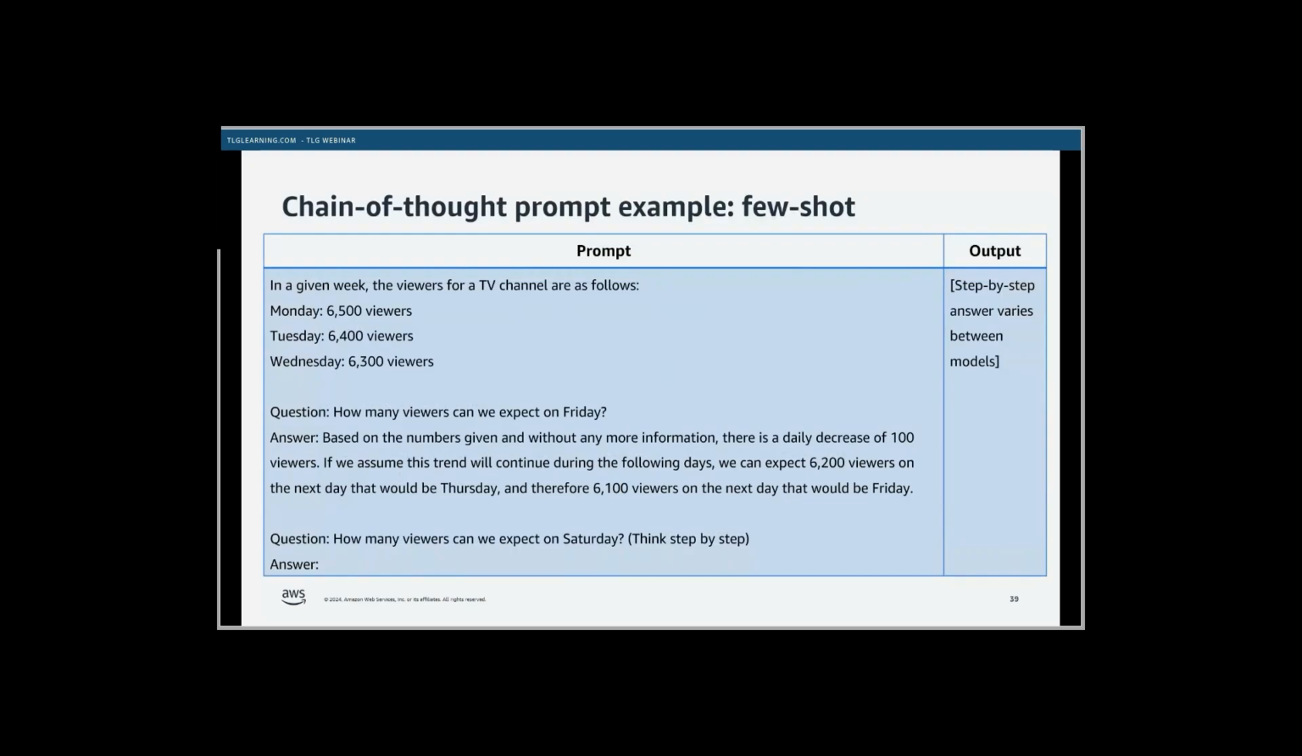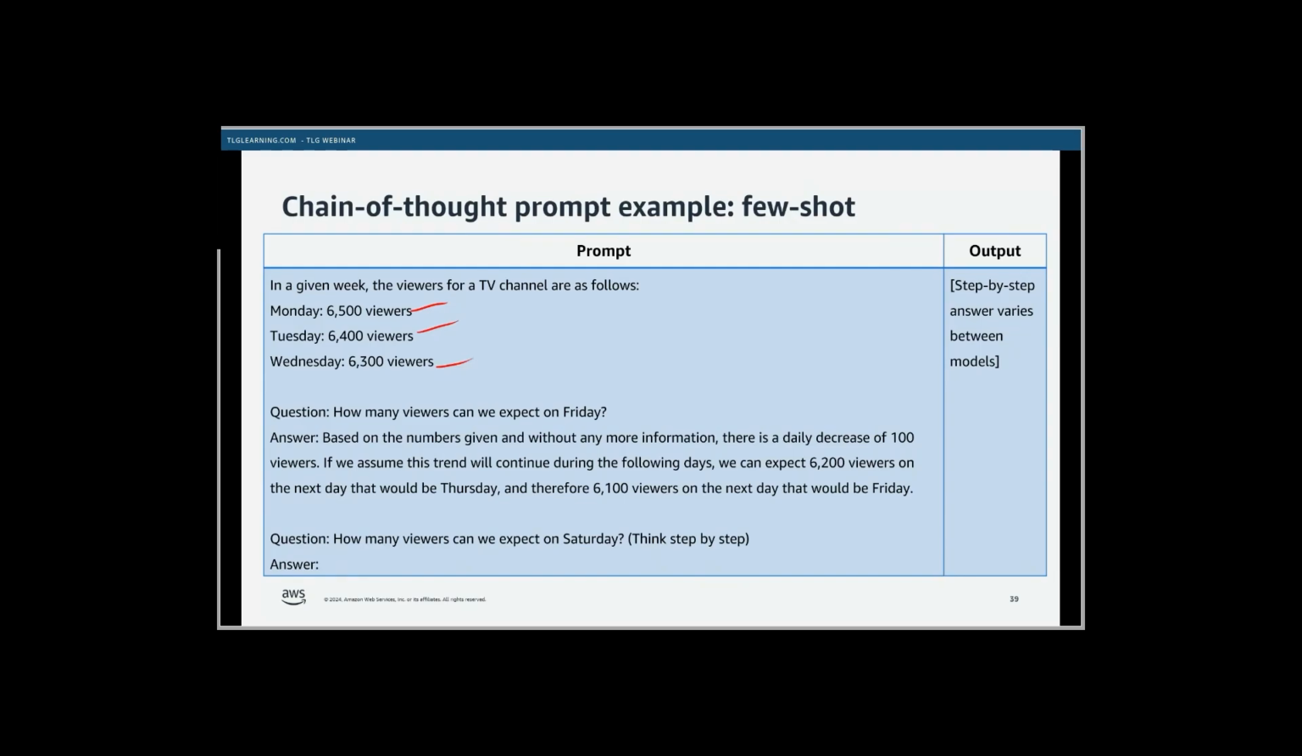Here's a chain of thought prompt example again, but few shot. Now we've provided an example of the output. So this is again a series of step-by-step reasoning to go through multiple steps to find the pattern and then predict what comes next. So what are we doing here? Given weekly viewers for a TV channel are as follows: Monday we had 6,500 viewers, Tuesday 6,400, Wednesday 6,300. So that's some of the input data we're providing.